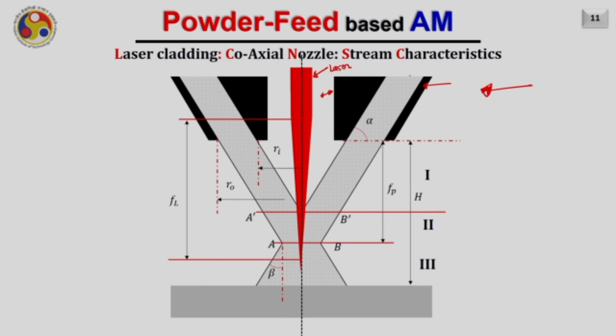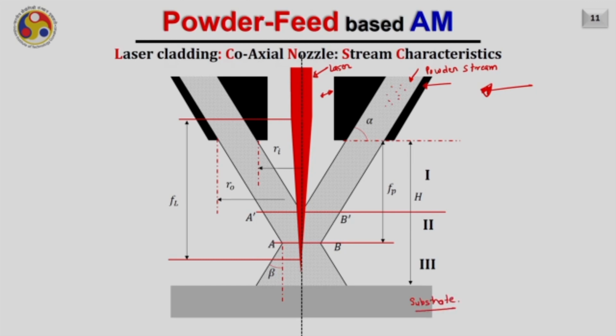As this is a cross section, you can see this is the cone through which the powder is coming. So, this is the powder stream. These are the powder particles going towards the molten pool created by the laser beam on the substrate. So, this is the substrate.